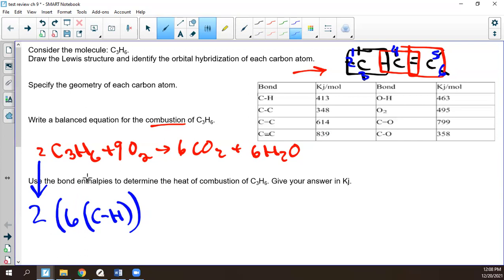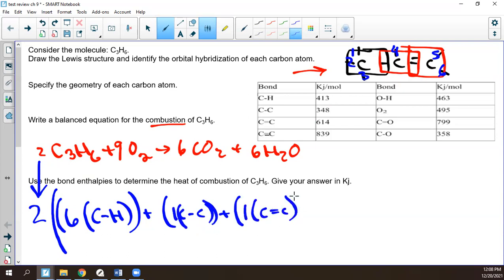All right, the 6 came from how many I broke. The 2 came from the coefficient. Plus, I have 1. Which way do you want to do it? I'm going to do it this way. It'll be 2 times all of this in a second. So I have 1 C to C bond. Are we okay with that? Plus, 1 C double bond to C.